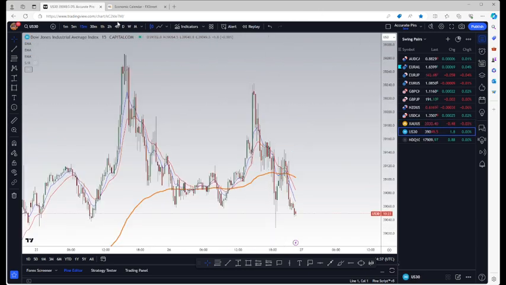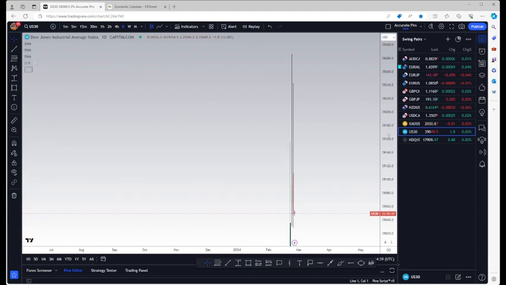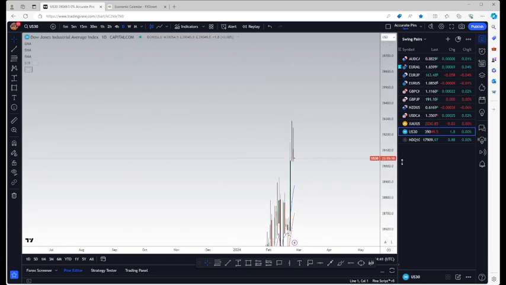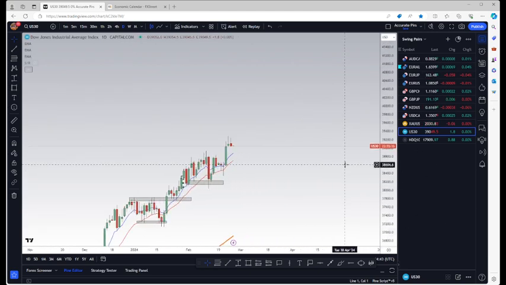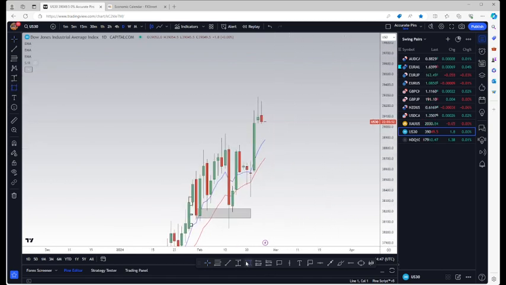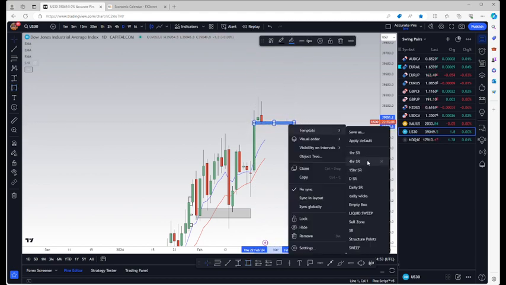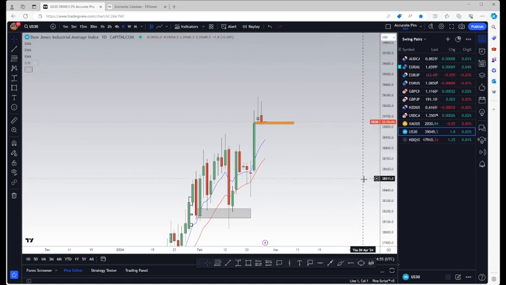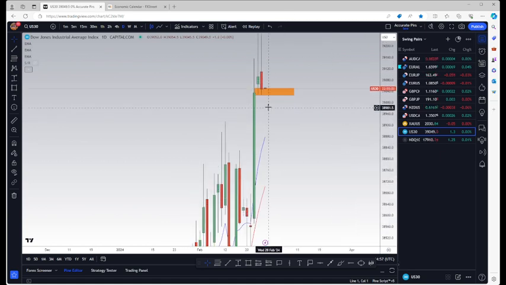Let's move on to US 30. Wow, what's going on with US 30? Yeah, so US 30 was at its all-time highs. Wow. Is that how Monday's candlestick closed? If I'm being honest with you, this looks like it's getting ready to drop. This is looking like it's getting ready to drop.